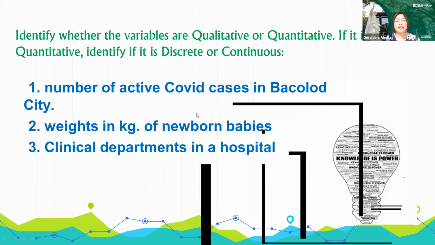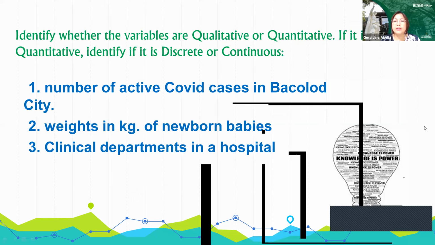Next, clinical departments in a hospital. What type of variable is this? Yes, your answer is correct. It's qualitative. What are the different clinical departments in a hospital? If you may unmute your microphone, can you give me one clinical department? Radiologic, pediatrics, OR, surgery. So thank you very much. So these are qualitative data. That's why clinical departments in a hospital is a qualitative variable.